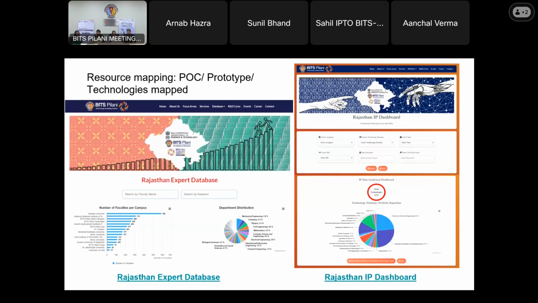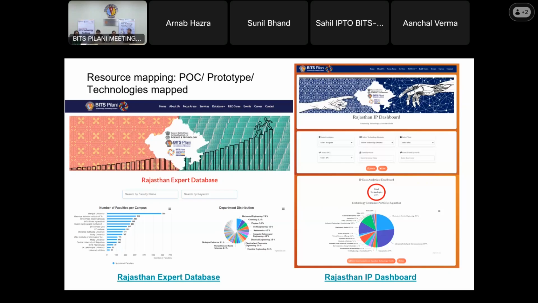As you can see, we have collected all the experts from different academic institutions of the state of Rajasthan, and we have mapped the expertise. You can just search in our dashboard who are the experts in a particular domain, like electronic sensors, and you will get all the experts from different academic institutions, and you can access them. You can connect with them for further research projects, collaboration, or any technical help if you need.